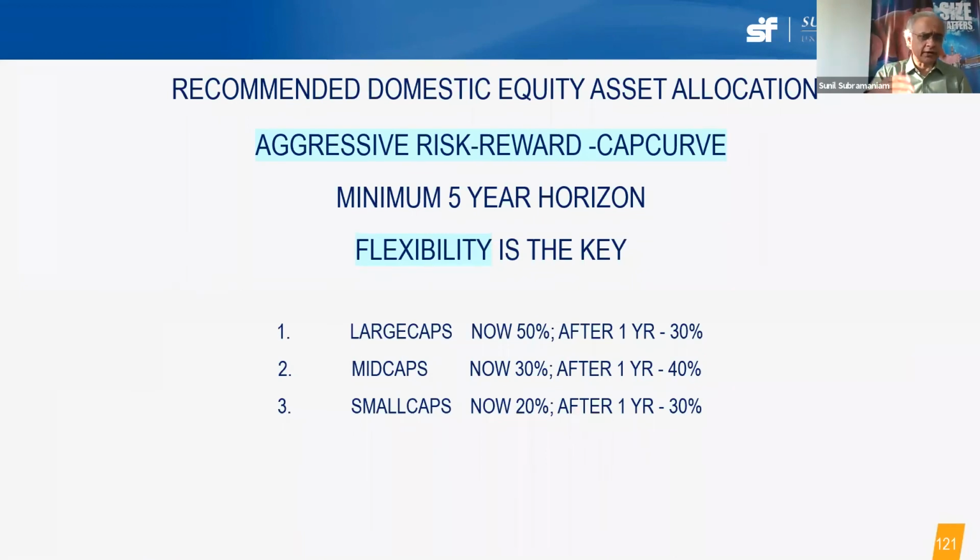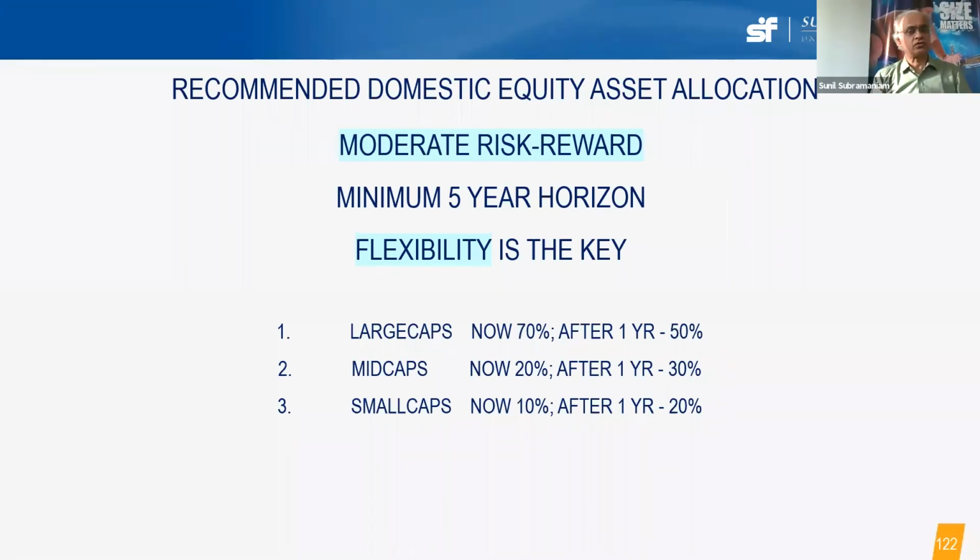And maybe a year later, once you have seen the V-shaped recovery happen, you can reduce the large caps and increase the mid and small cap. So this is for an aggressive investor. If you are less aggressive, you are a moderate person, then I would say you put 70% into large caps and 20 and 10 into mid and small caps.